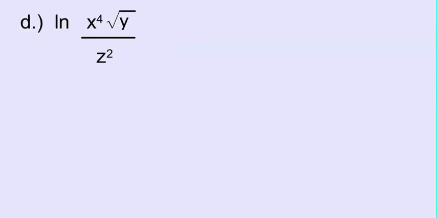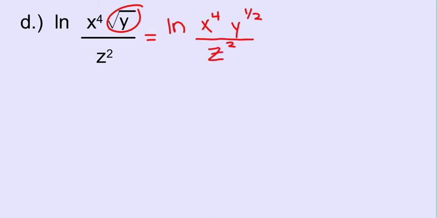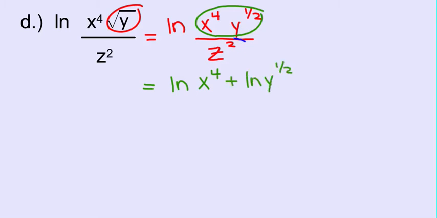Last example, natural log of x to the 4th, and I'm going to change this square root to y to the 1/2 power, and then it's over z squared. Now these 2 pieces are multiplying each other, so I can break that up as the natural log of x to the 4th plus the natural log of y to the 1/2. And then this is division, so now that becomes subtraction.